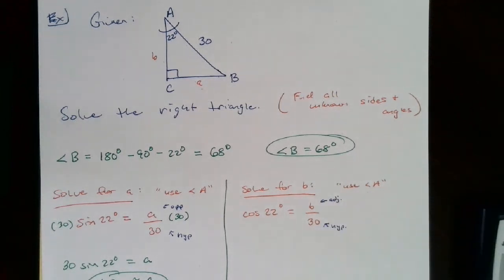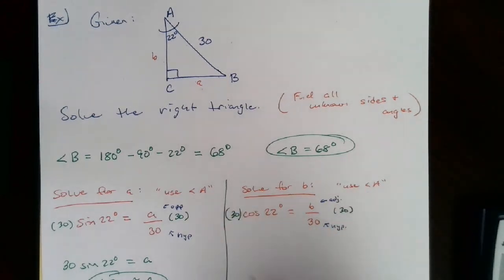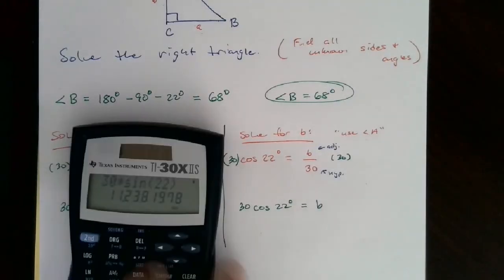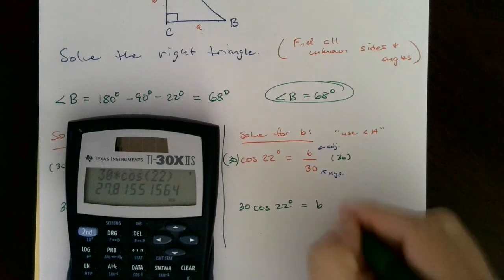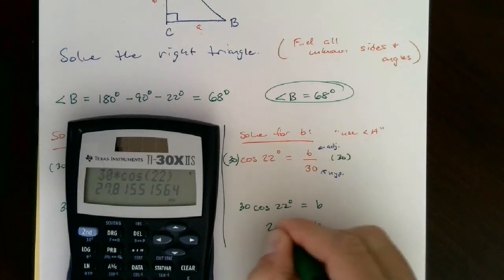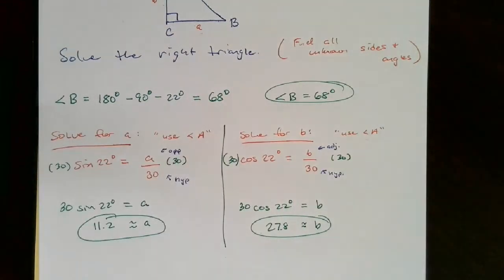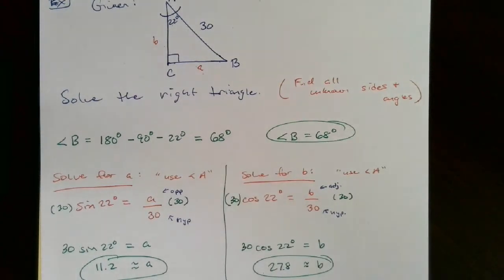Well, how do you solve it? Well, again, I'm going to multiply both sides by 30 here to solve for b. So I end up with 30 cosine 22 degrees is equal to b. And then I'll evaluate it on my calculator. 30 times cosine of 22, and I end up with 27.8. So b is approximately 27.8. Now, if there were units on this, like if this said feet or meters on the original problem, then you would have those here as the units on the sides, but in this case it didn't, so that's all you have.